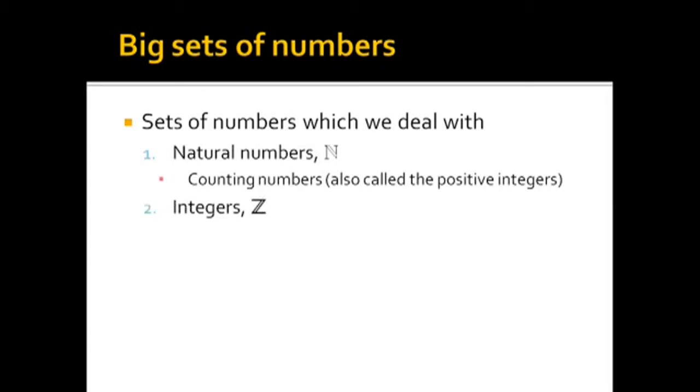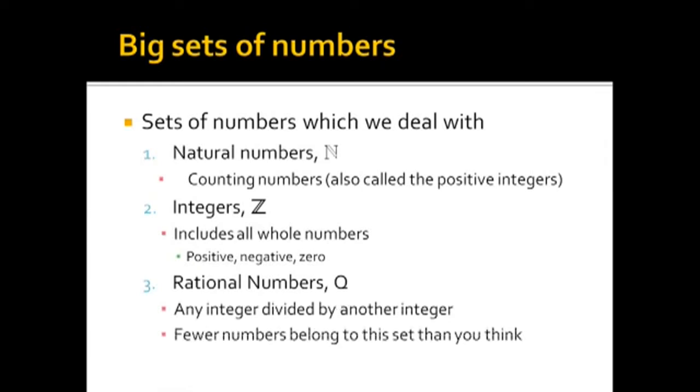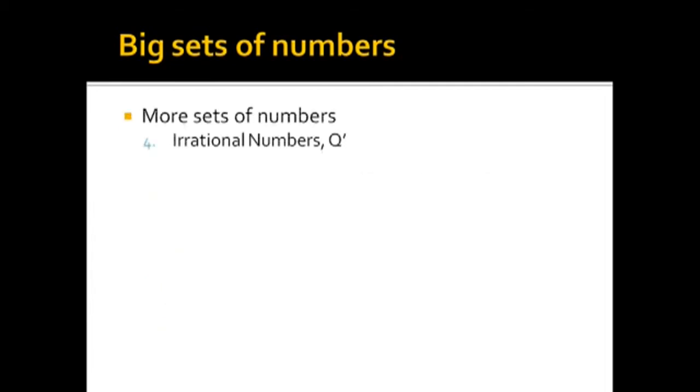And of course, there is a set of integers. Now, the set of integers is basically all whole numbers, meaning the positive, negative, and zero numbers. So, rational numbers. I didn't find a funny symbol for Q, so I'm just using the letter Q for this, and a rational number consists of any integer divided by another integer, and fewer numbers belong to this set than you think. Actually, the rest are called irrational numbers, and I'm giving that the symbol Q prime, or Q with a tick after it.